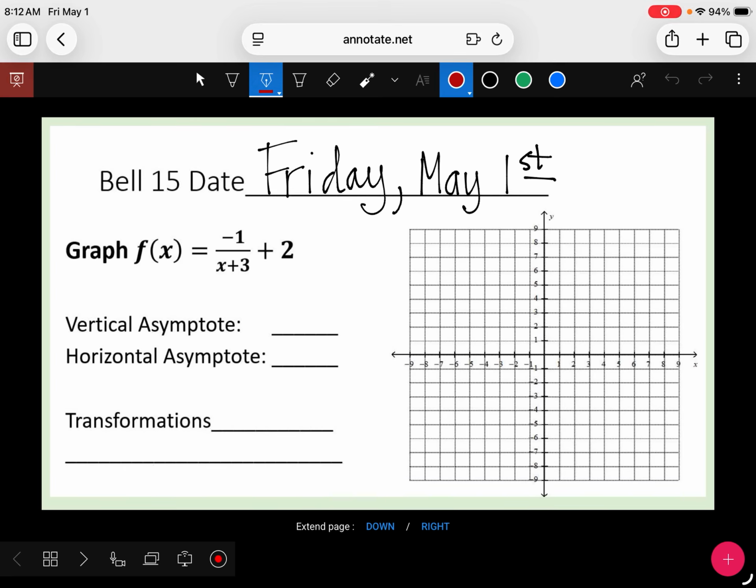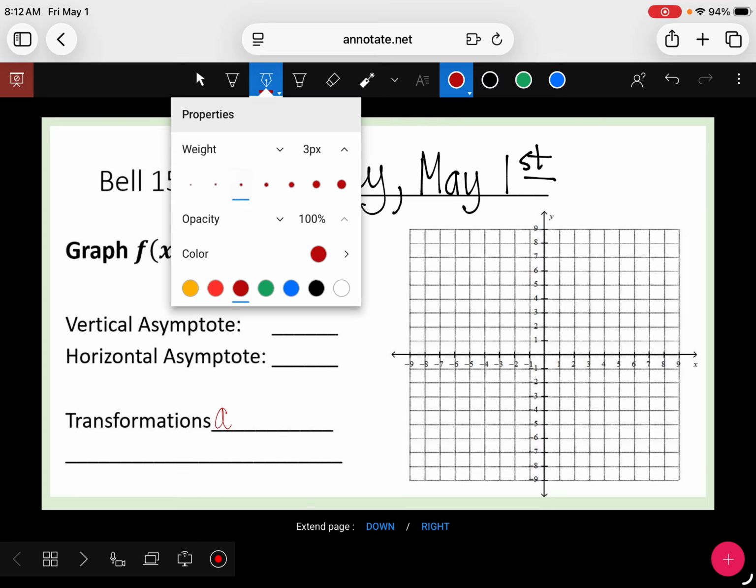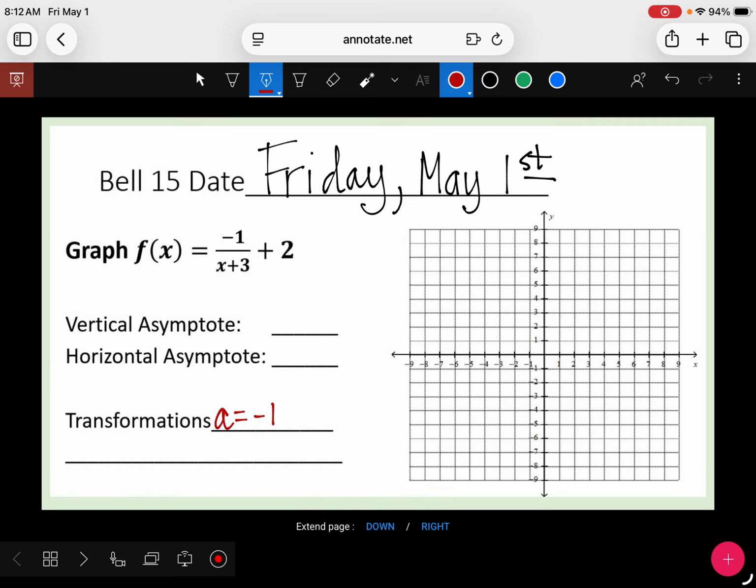A is -1, so that means it's going to reflect. H is, now on the homework, I noticed some of you did not flip H for any of them. H is always the opposite. If it's a +3, it flips to a -3. That is going to move it to the left 3. That also means I have a vertical asymptote at x equals -3. I'm going to go ahead and draw that in.